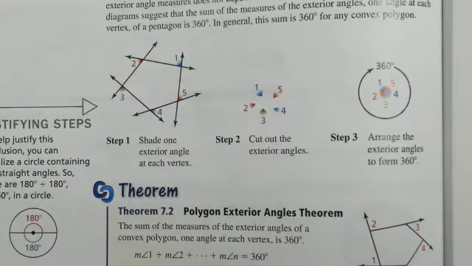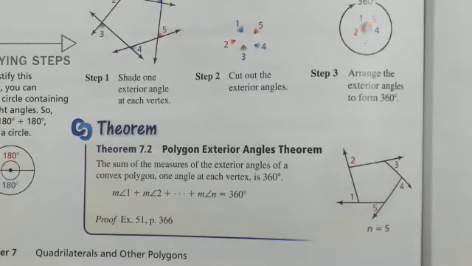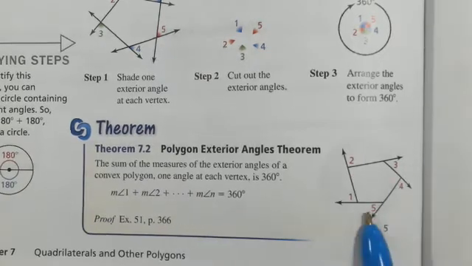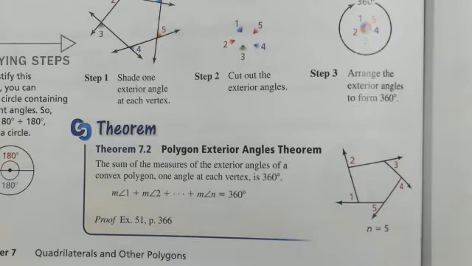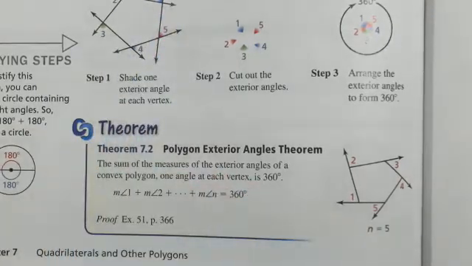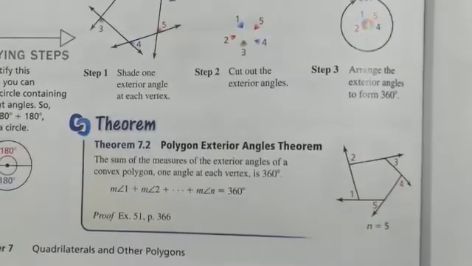The nice thing about the exterior angles is that they all add up to be the exact same thing every single time. So the sum of all exterior angles is always 360 degrees. So on this shape here, if we added 1, 2, 3, and 4 together, we would get 360 degrees. On this one up here, we would also get 360 degrees. It never changes. No matter how many sides you have, it's always 360 degrees.